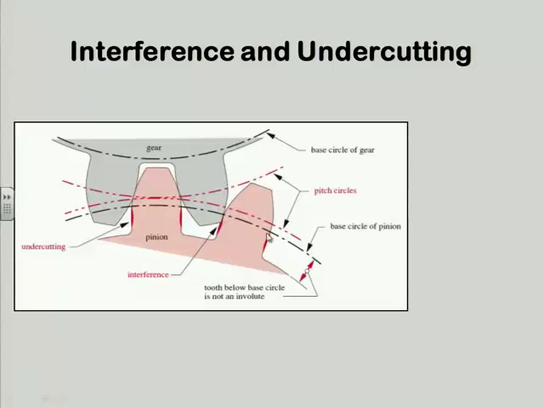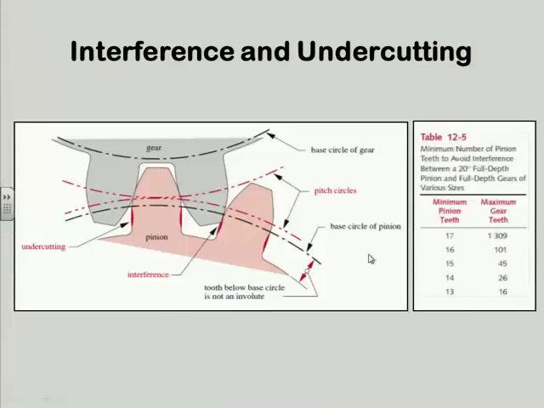And in the process, it's going to narrow that tooth down right where I need the strength the most, right at the root of the cantilever beam. So this interference problem gives me a weaker tooth. So the rule of thumb is that you should not have fewer than n teeth, and n varies based on different parameters, and those are all defined in a table here. So I don't want to have too few teeth on my pinion, otherwise I run into this interference problem. I weaken the teeth, and they're more likely to break.